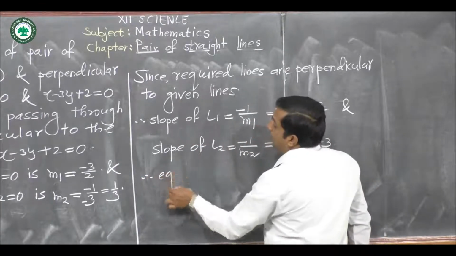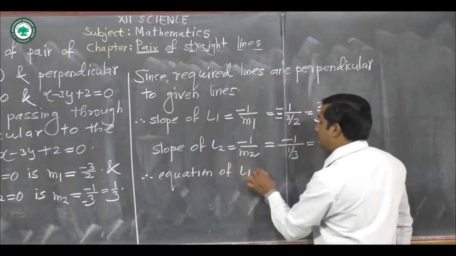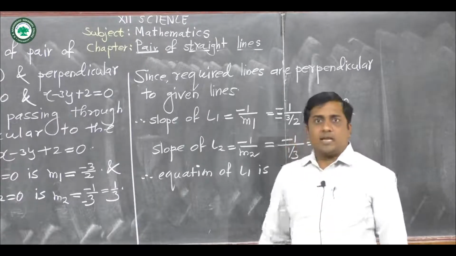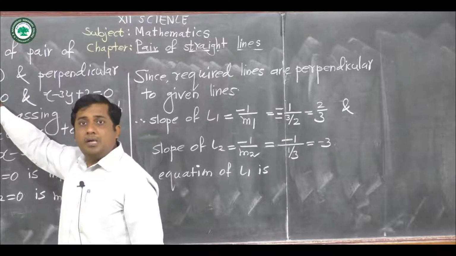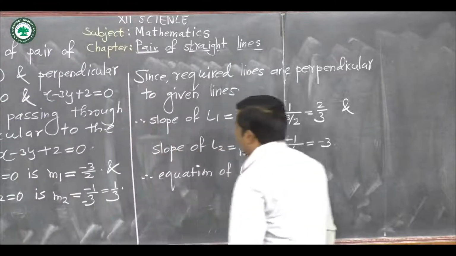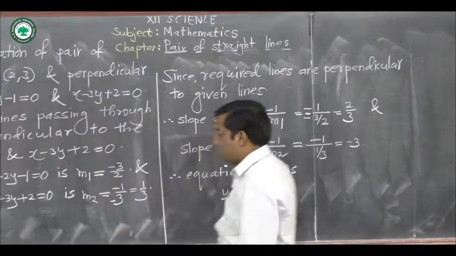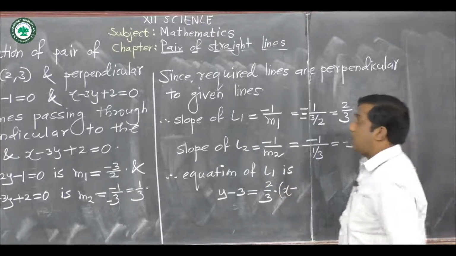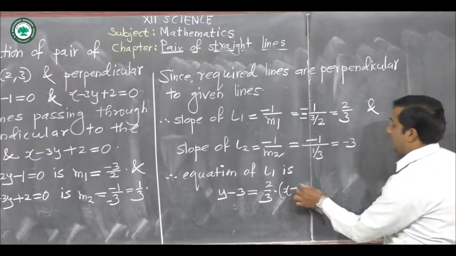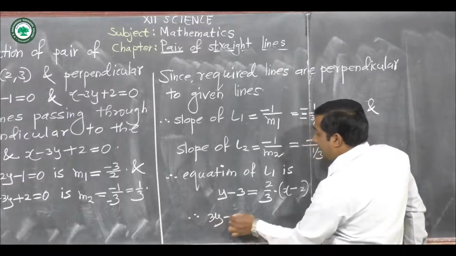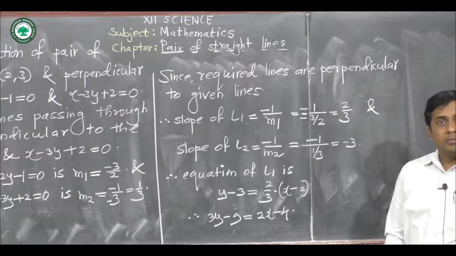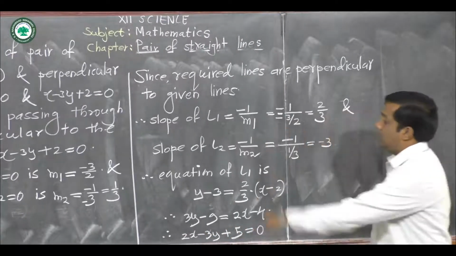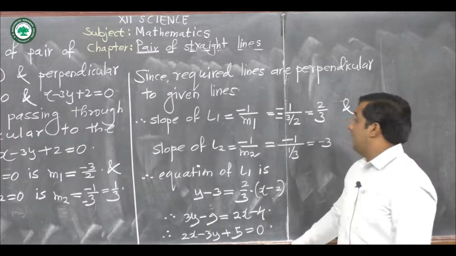Therefore the equation of L1: we use the form y minus y1 is equal to m into x minus x1. Remember, (2, 3) is the given point (x1, y1). So y1 is 3, and y minus 3 is equal to the slope 2 upon 3 into x minus x1, where x1 is 2, so x minus 2. Then we get 3y minus 9 equal to 2x minus 4, and lastly we get 2x minus 3y plus 5 equal to 0. This is the equation of L1. Similarly, we find the equation of L2.